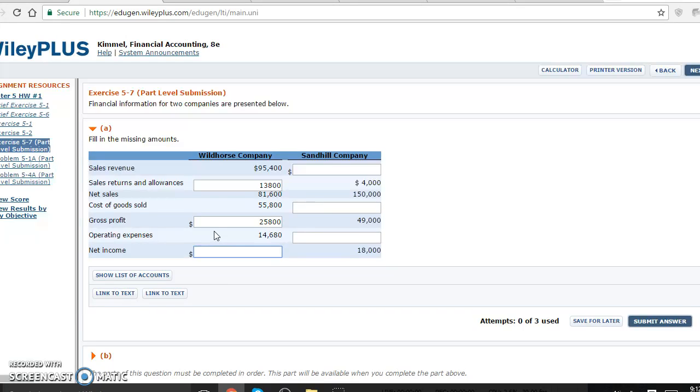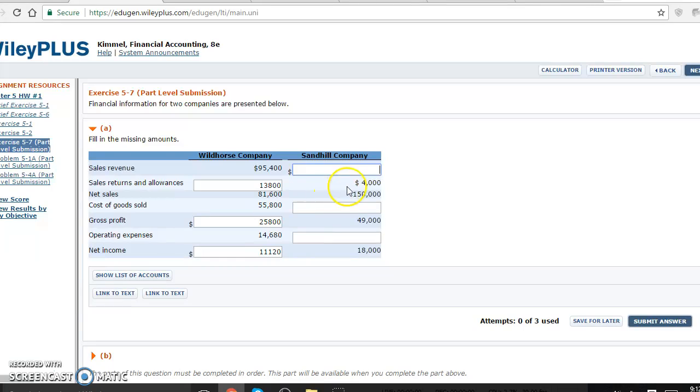So anyways, we subtract operating expenses from gross profit. So this will be 25,800 minus 14,680. This will be $11,120. That's for Wild Horse Company.